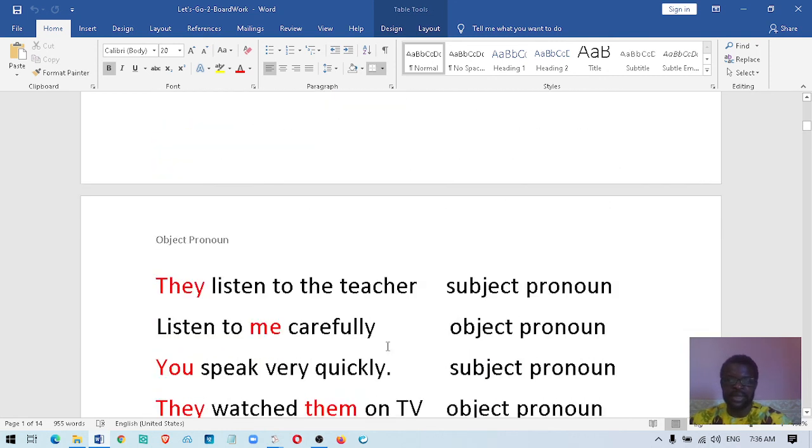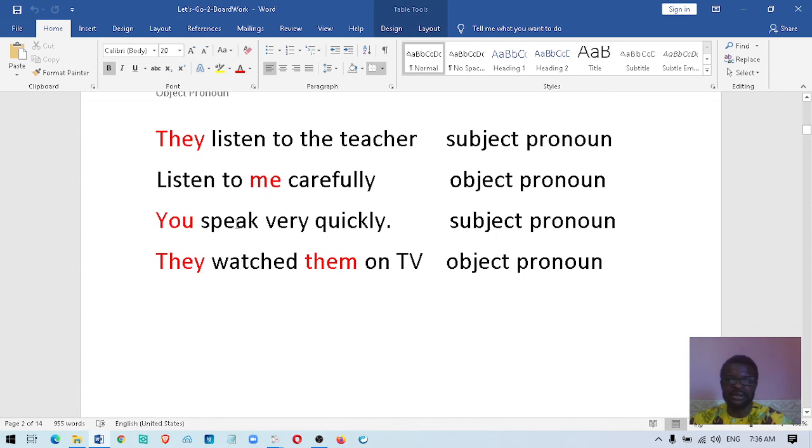Okay? This other one again, they listen to the teacher. They is the subject. So it comes at the beginning of the sentence, then to the teacher. If I don't want to say the teacher, I'll say they listen to him. Because you see, after our verb here, listen, the teacher becomes what? Him. If I want to change this to object, listen to me carefully. See, me is our object pronoun here. Listen is our verb. After the verb, we've got the object.